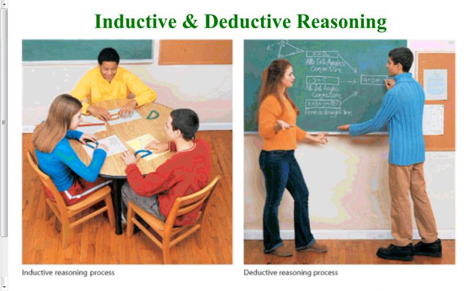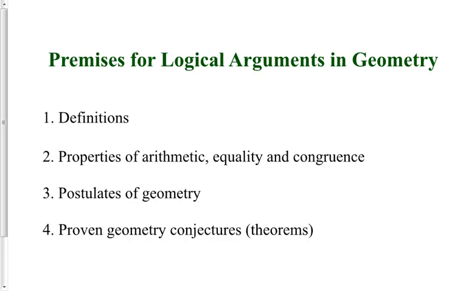Okay, so we have talked a lot about inductive and deductive reasoning, right? Inductive, we drew conclusions, conjectures based on patterns and observations. Deductive is all based on fact. We are definitely dealing with deductive reasoning now. So these are the four types of premises.